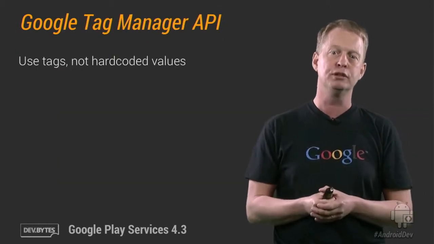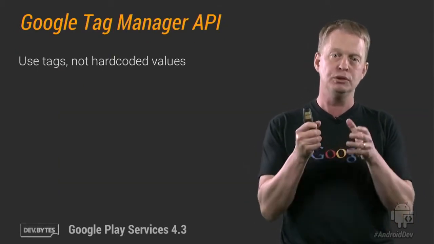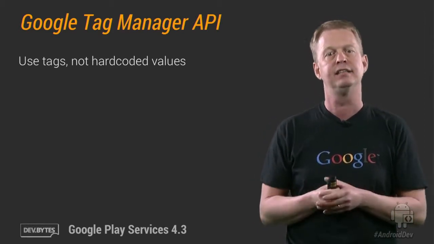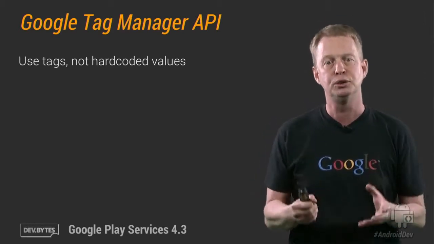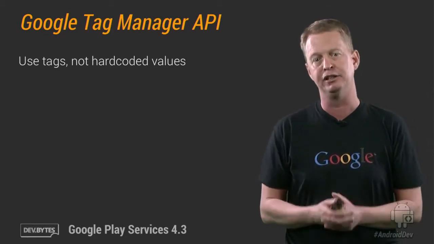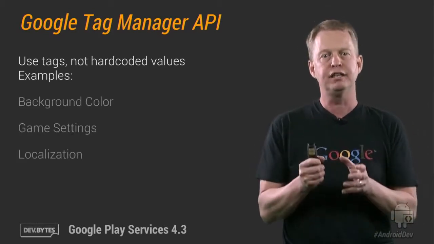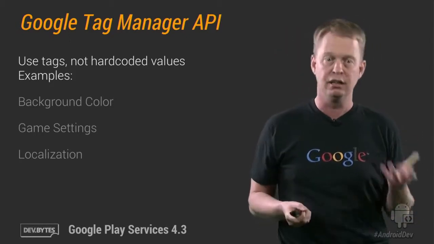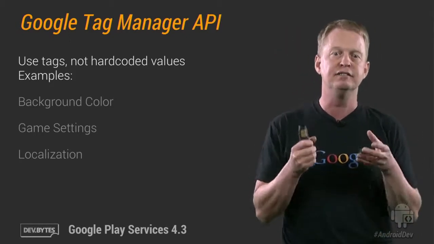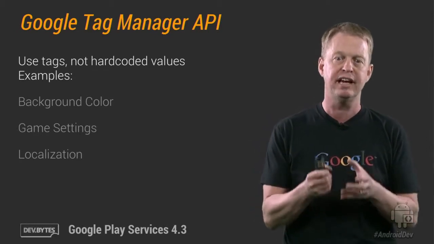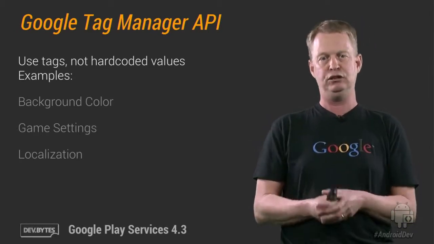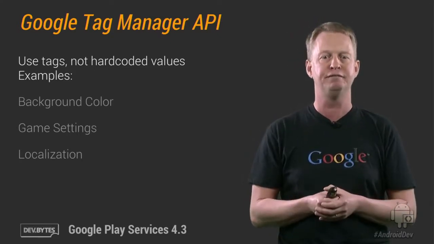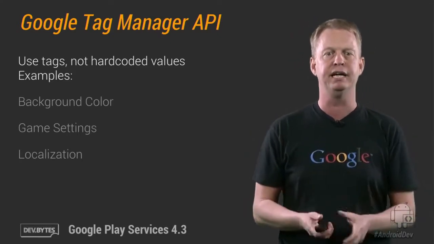We'll start off with the Google Tag Manager, which lets you use tags in your apps instead of hard-coding values. These tags are then substituted for values that you have stored in the Tag Manager at runtime. This can, for example, be used to manage background colors of your app, game settings, and localization settings. Since the values of the tags are stored in the Tag Manager, this eliminates the need to push your entire app to Google Play again. You can simply change the value of the tag in the Google Tag Manager.